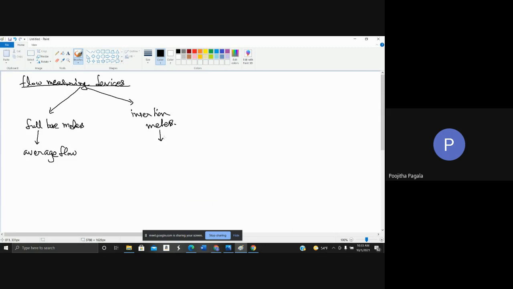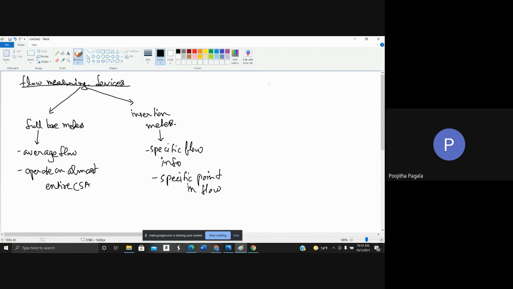Insertion meters, they give very specific flow information. These full bore meters, they operate on almost the entire cross-sectional area. Whereas these insertion meters, they operate at a specific point in flow.